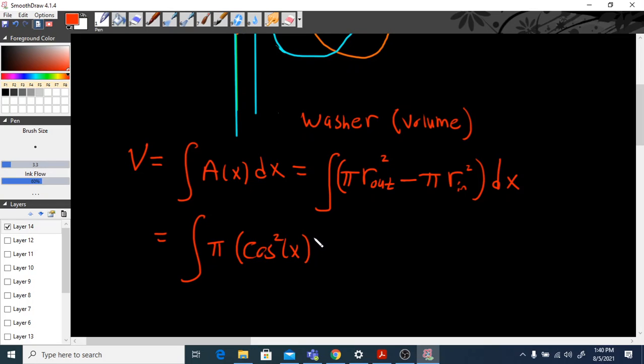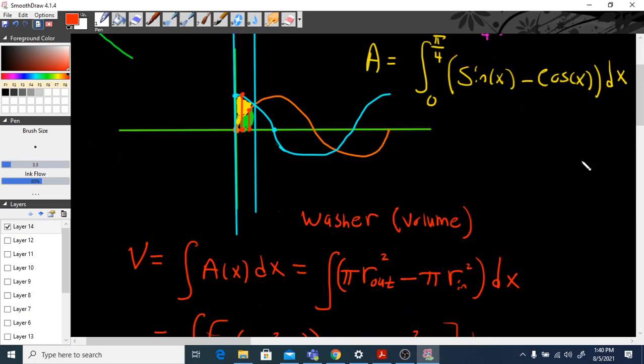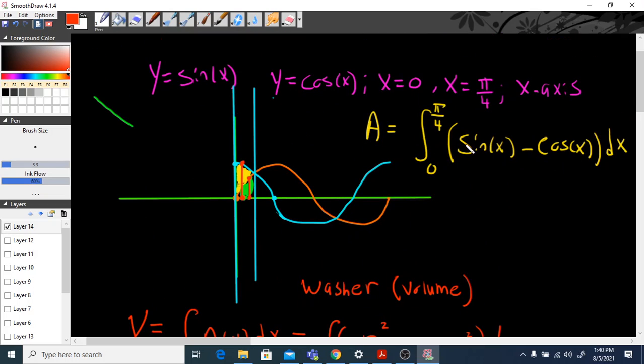So we get pi cosine squared, and then minus pi sine squared. I do apologize for that mistake, because I know now that the area up here, oh, no, okay, wait. Yeah, so this should actually be flipped. This should be cosine minus sine. Sorry.